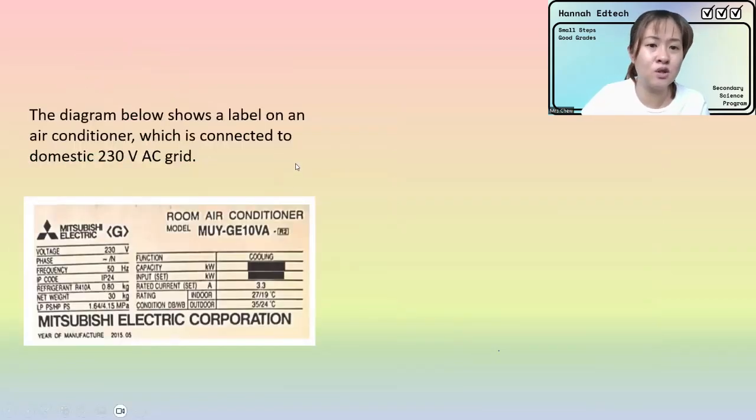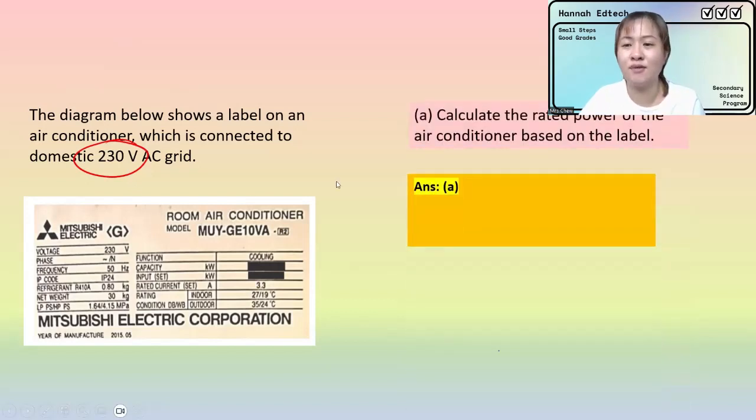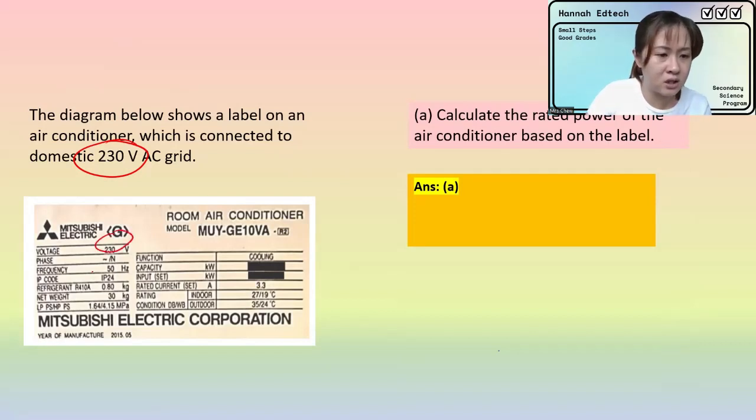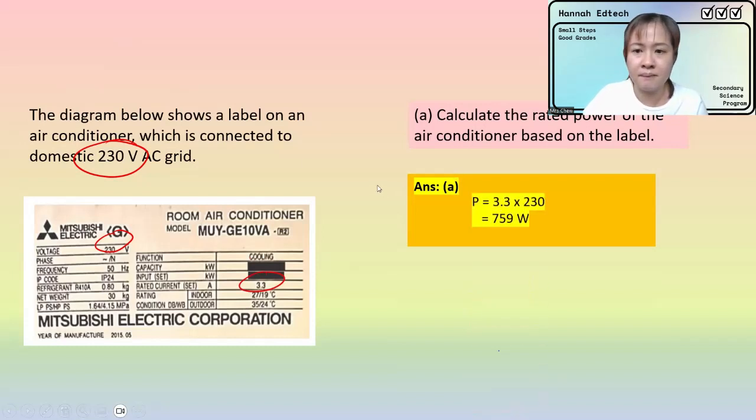The diagram below shows a label of an air conditioner, which is connected to a 230 volt AC grid. Now, calculate the rated power of the aircon based on the label. So what do I have? I have voltage here, frequency, all this I don't need. Weight, I don't need. What do I have? Oh, I have this current. And there you see, so you will have P equals IV.